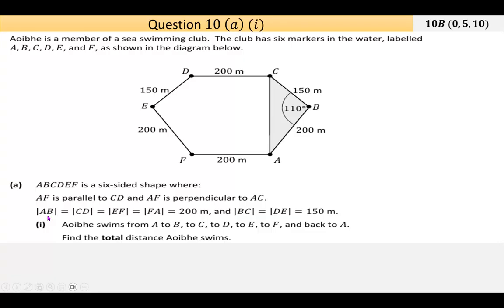AB is equal to the length of CD, they're both 200, which is equal to EF, which is equal to FA. So they're marked on the diagram, all are 200. BC, this one here, and DE are equal, and they're both equal to 150 meters. Okay, there's restatements on the diagram.